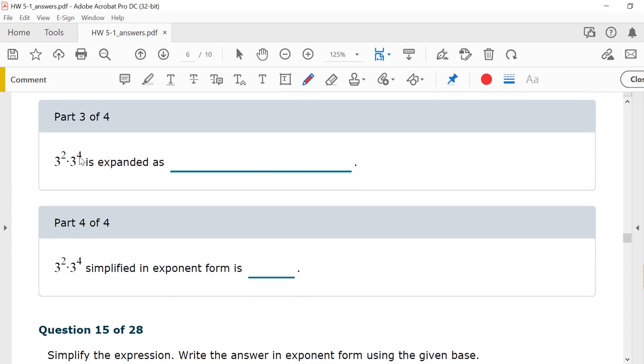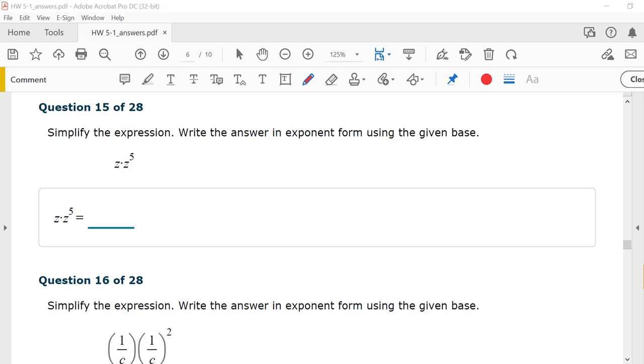Okay, the next one is 3 squared times 3 to the fourth. So 3 squared is 3 times 3. 3 to the fourth, 3 times 3 times 3 times 3. In exponential form, it's 3 to the 1, 2, 3, 4, 5, 6. 3 to the sixth power.